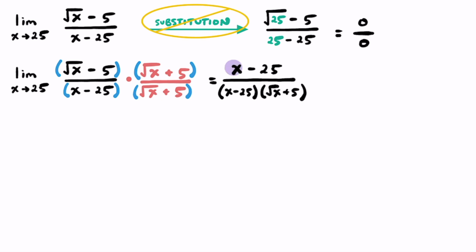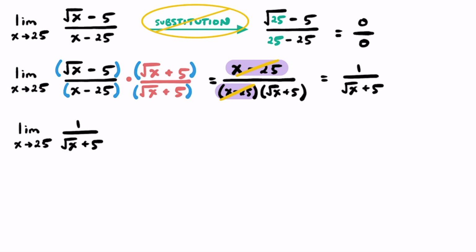Now hopefully you can see why I didn't go ahead and FOIL out the bottom. If you see here on top and bottom we have this x minus 25, and so we can actually just go ahead and cancel those out. So with that, we can go ahead and cancel out this x minus 25 and x minus 25. So this whole thing is just going to simplify down to being this 1 over the square root of x plus 5. So let's go ahead and just take this and this, and going ahead and using the simpler version of our original expression, we can actually go ahead and use substitution now.